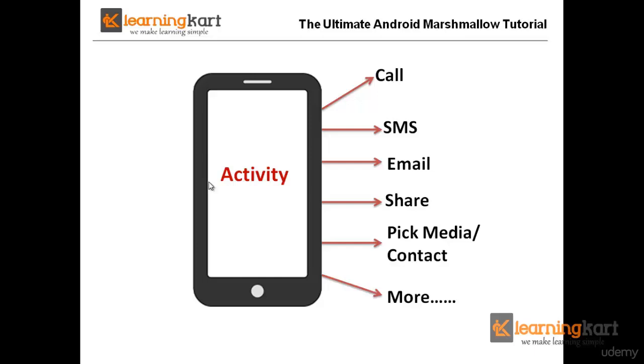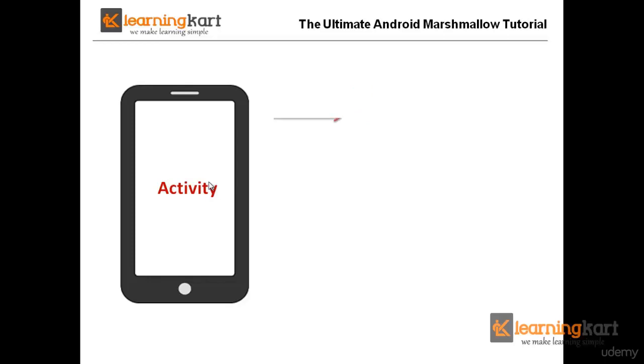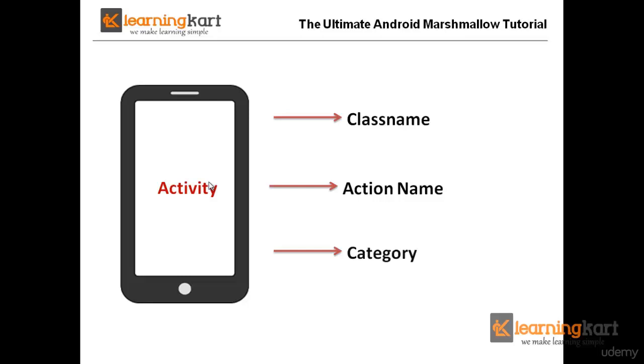So how exactly does an intent work? How do you actually create an intent, and how does the intent work? For any activity you've got a class name, and then the activity can also be identified by using an action name. So there are two ways you can identify an activity, which is the name of the class and then the action name. And beyond that you could also use a category for an activity.